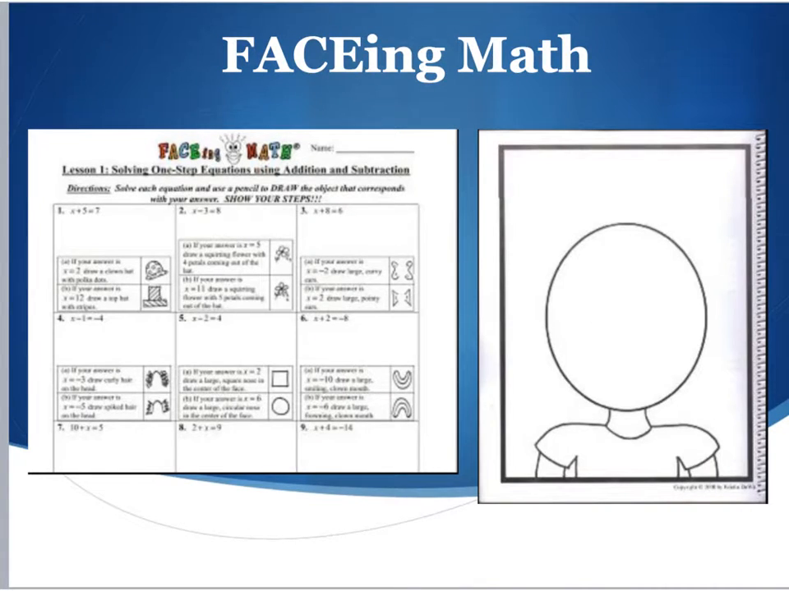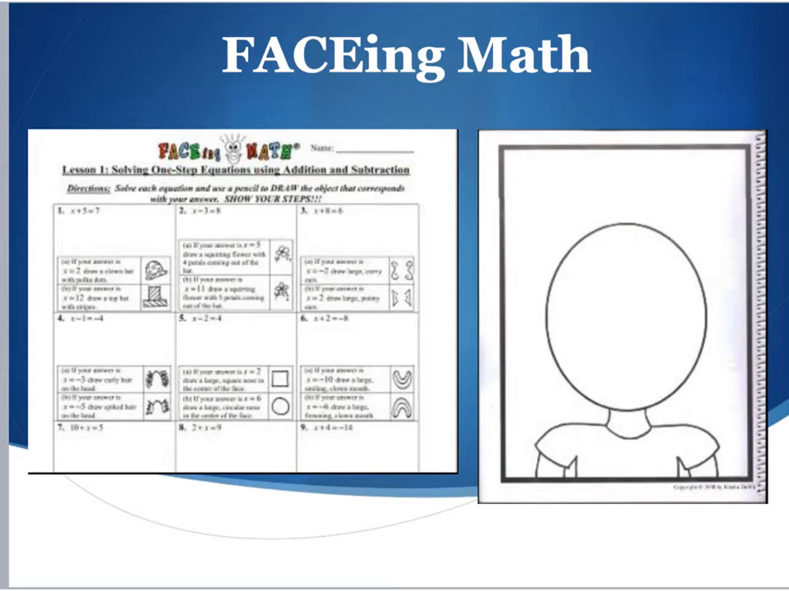Another way I assess prior knowledge is by using something called Facing Math. Now let me explain what Facing Math is before I explain the twist I use to help me assess the student's prior knowledge. On the left-hand side of the screen, I have an answer sheet for Facing Math. There are generally between about 21 and 30 problems on Facing Math's answer sheet, depending on the difficulty of the problems. On the right-hand side of the screen, I have a blank template that came from Facing Math.